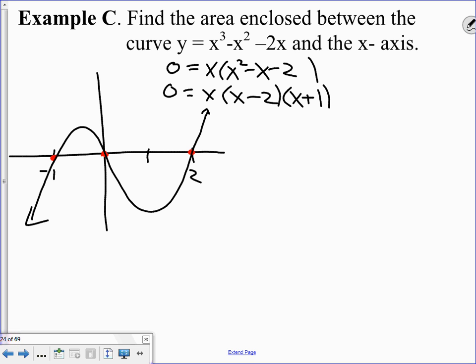Yeah, I think that sounds like a good idea. So let's take this in pieces, and I like that she's talking about them separately. So what about if I take the definite integral from negative 1 to 0? Will that give me that area? Yeah, because it's positive. So we all agree if we want to get the area of this first region, we could take the definite integral from negative 1 to 0 of x cubed minus x squared minus 2x.